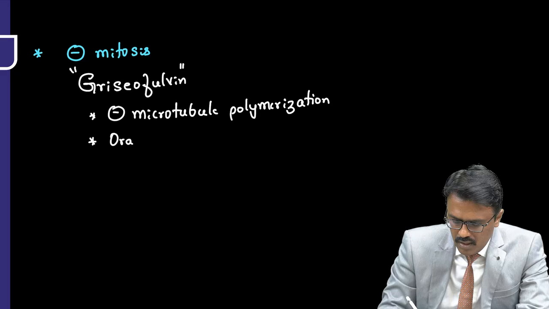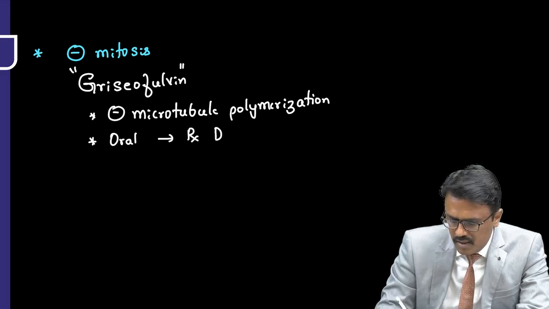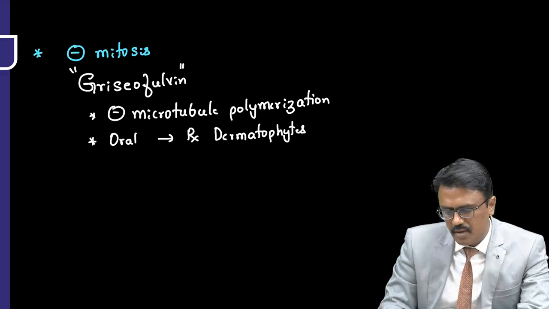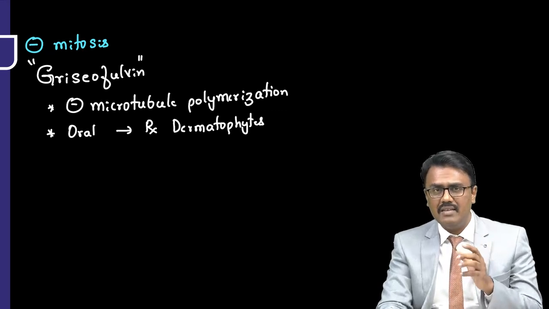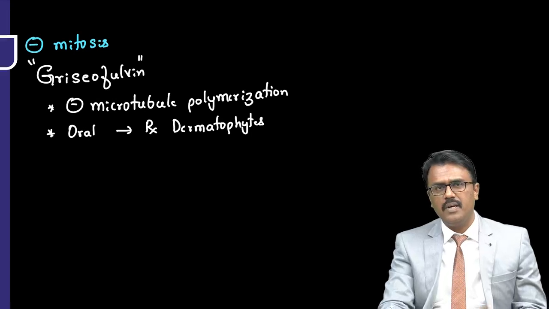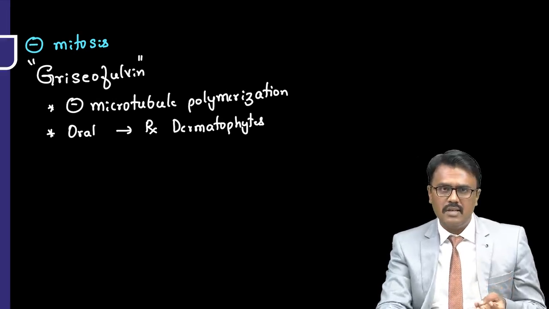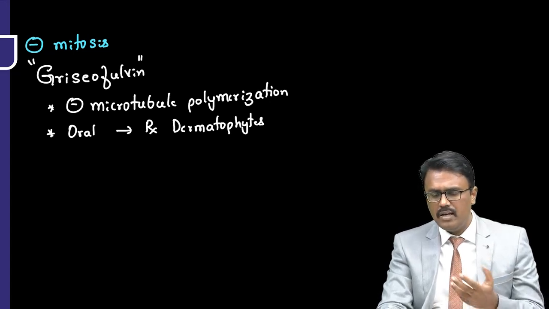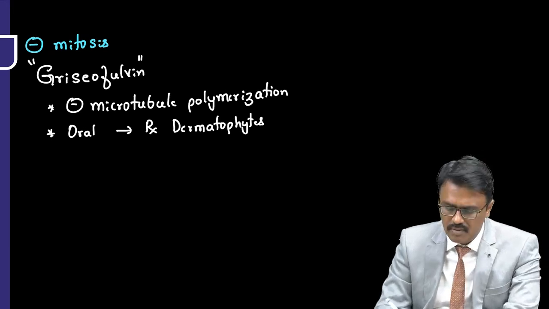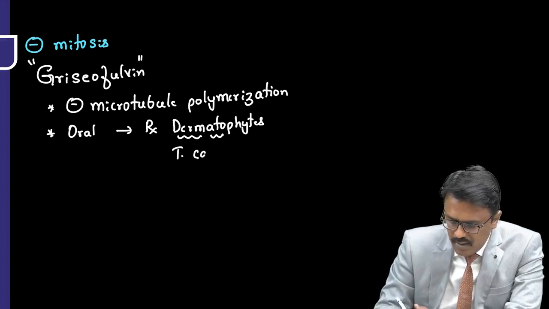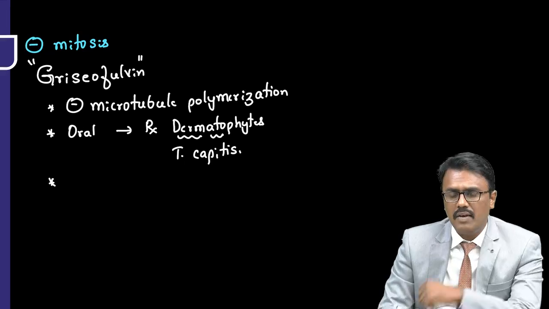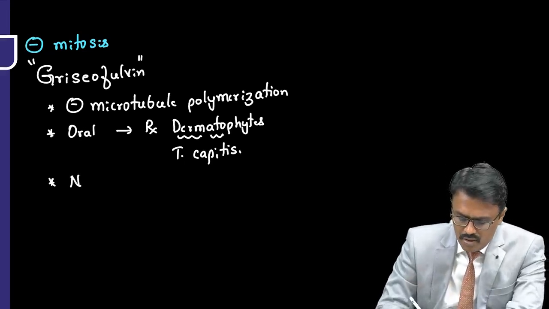Now this is given orally in the treatment of mainly dermatophytic infections. The specialty of it is when we give it, it will go and inhibit the fungus wherever keratin is rich. It gets attracted to that. Keratin is rich in the skin, nail and hair. So there it will go and prevent the multiplication of the fungus, and that's why it is used orally for dermatophytes. Also it is used in tinea capitis, one of the best drugs for that. Now another important thing: can we apply it topically? Remember, it is not effective topically.